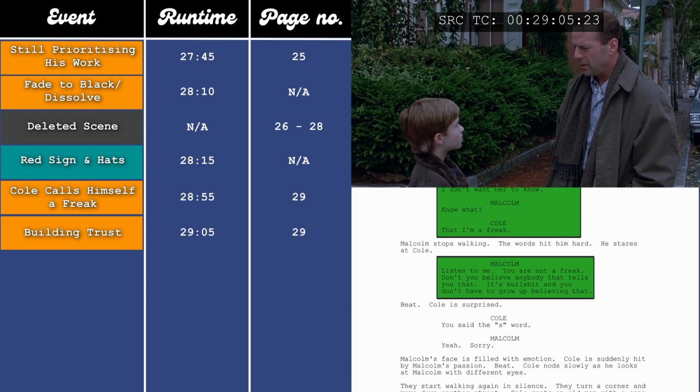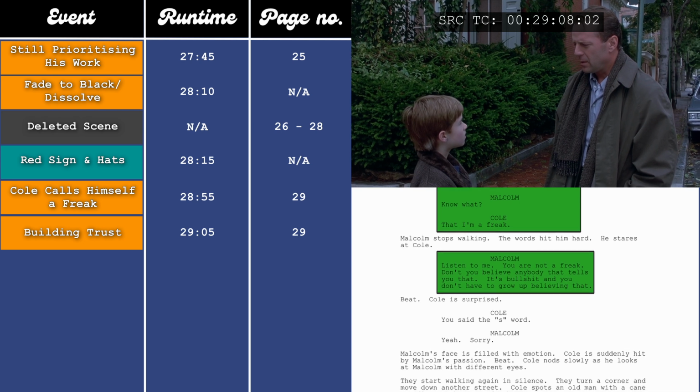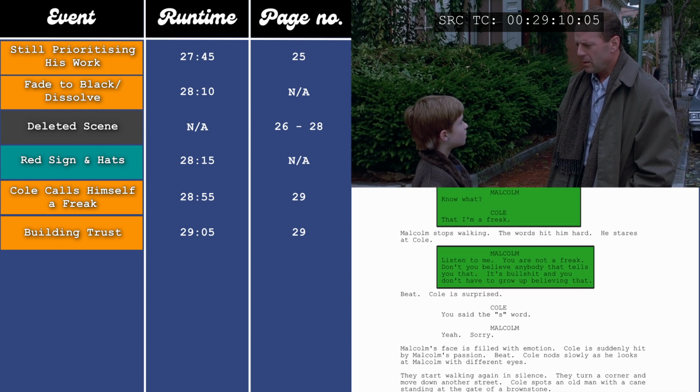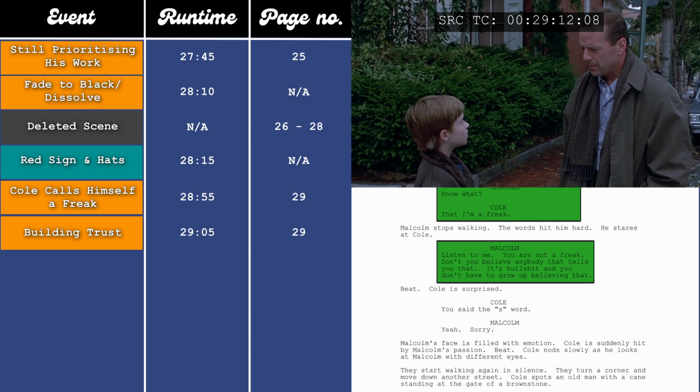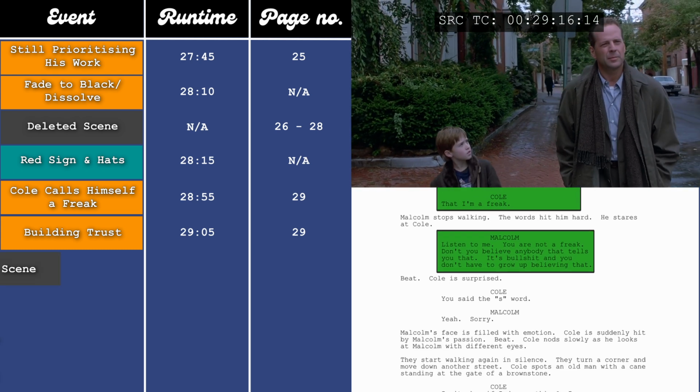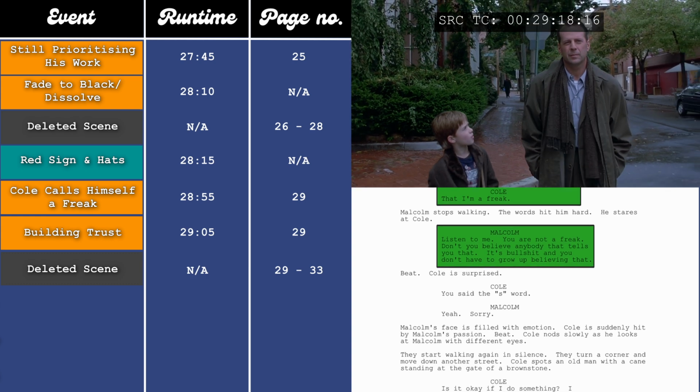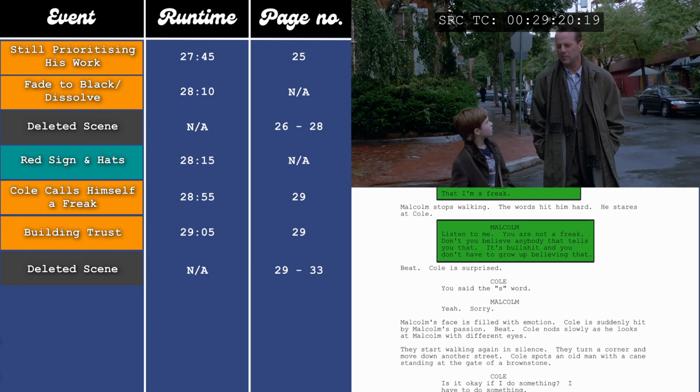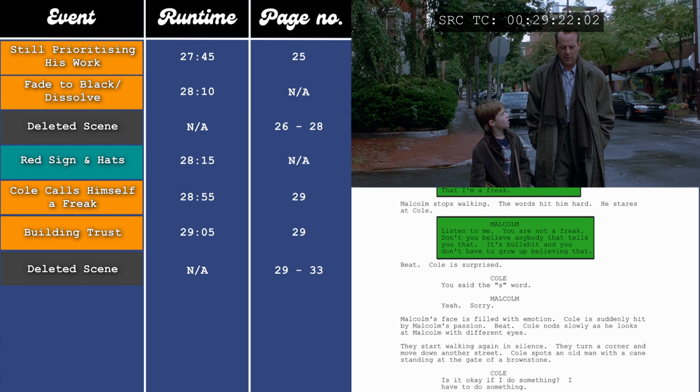I think the way that Malcolm responds causes Cole to start to trust him, because it's similar to the way that his mum responds when he calls himself a freak. This then leads to our next lead scene at around the 29-minute and 30-second mark, which is pages 29 to 33 in the script. In the film, the scene hard cuts right after Malcolm says sorry, but in the script, we get more. I'll let it play in full again.